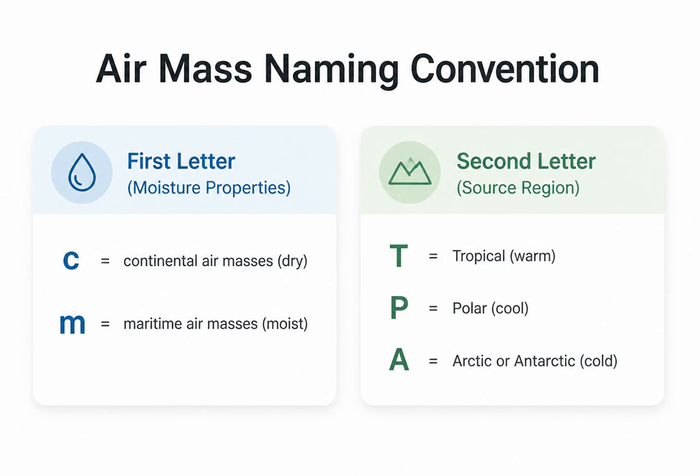To easily identify the air masses that form in these regions, we use a simple 2-letter naming convention. The first lowercase letter describes the moisture properties. C stands for continental, meaning the air is dry, and M stands for maritime, meaning the air is moist. The second uppercase letter describes the temperature of the source region. T for tropical and warm, P for polar and cool, and A for Arctic or Antarctic, which is extremely cold.